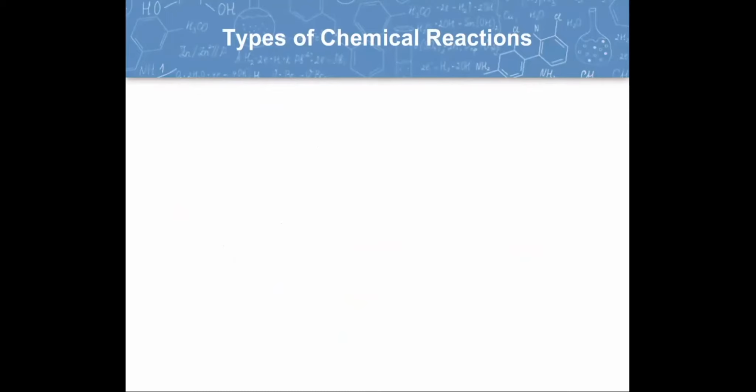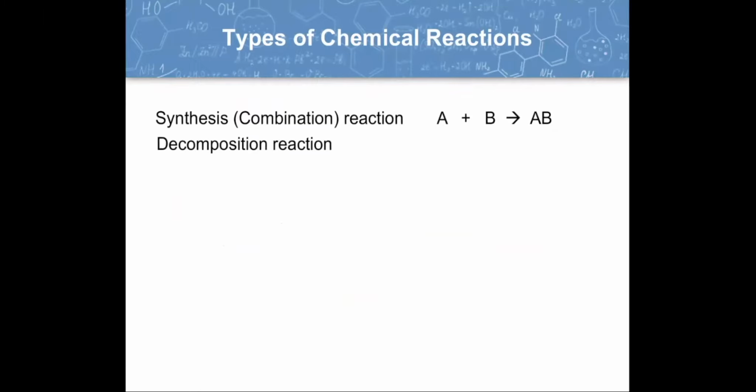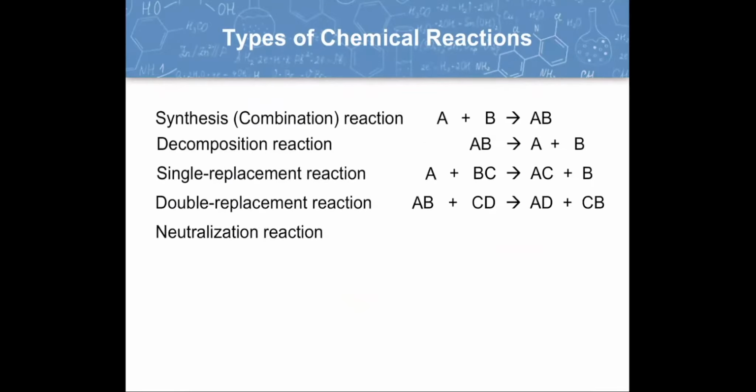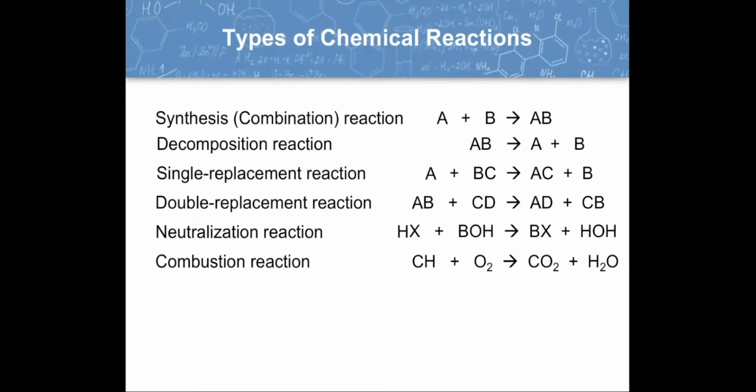There are actually 6 types of chemical reactions. Synthesis, this is the general formula, so we will be discussing it later. And then decomposition, single replacement, double replacement, neutralization reaction, and combustion reaction. We will just be discussing the first 4: the combination, decomposition, single replacement, and double replacement reaction.